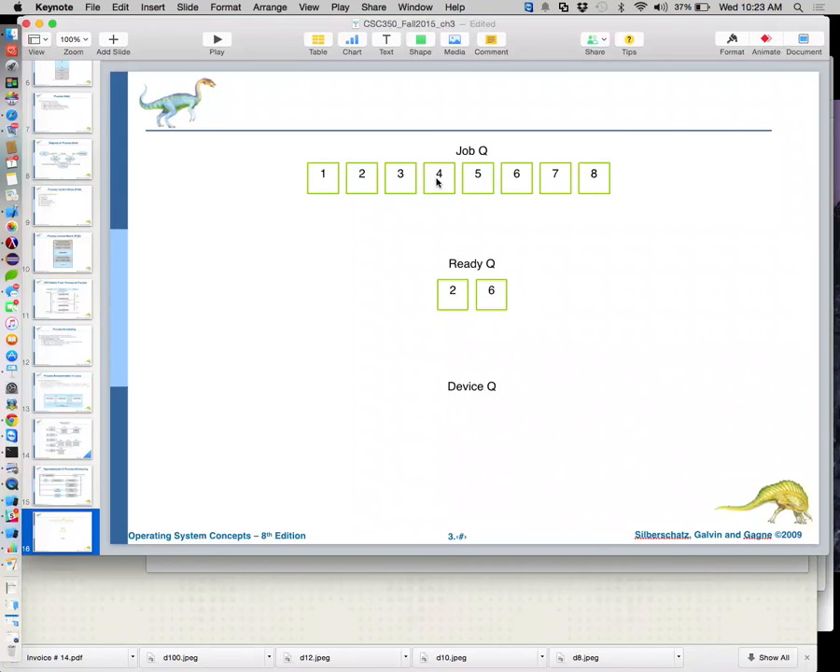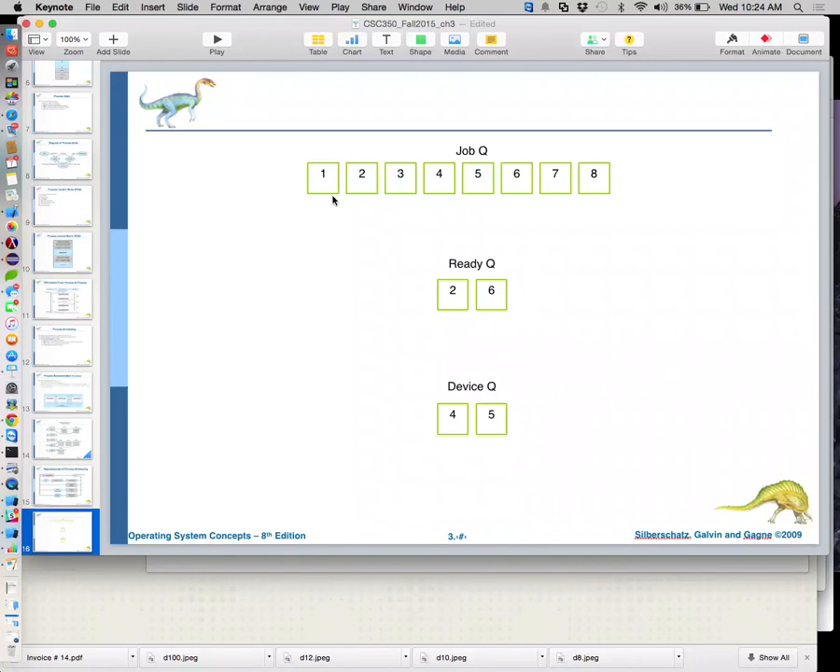All right, so let's put 4 and 5 down there. All right, so these guys are waiting for some I/O, among other things. So they're waiting for access to some device. Hard drive, the network interface card, whatever. Some device on the system to get something from it.